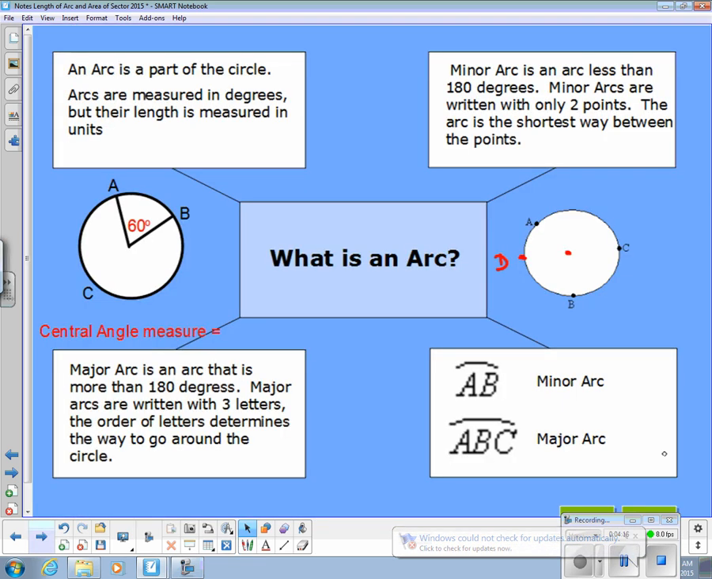So a little information about circles before we move into teaching the curriculum is that you need to understand what an arc is and what a minor and major arc is, because that information will be asked of you.